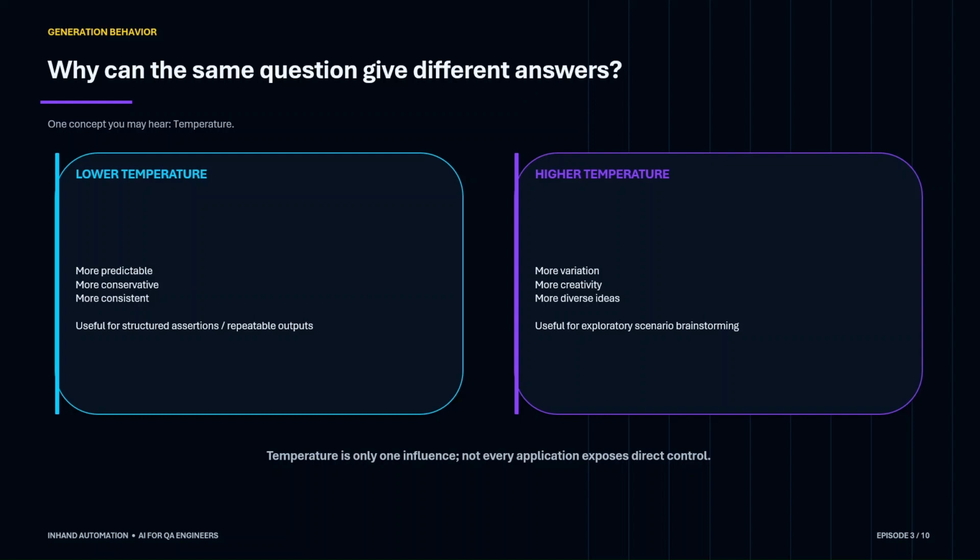So for QA work, this can matter a lot. Suppose you are generating structured AI assertions. You may prefer more consistent output, right? But suppose you are brainstorming unusual exploratory testing. In exploratory testing, you want more variation, because the more the variation, the more different scenarios and the more different ways to check your application.